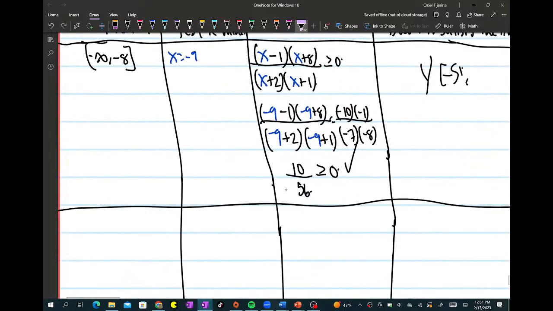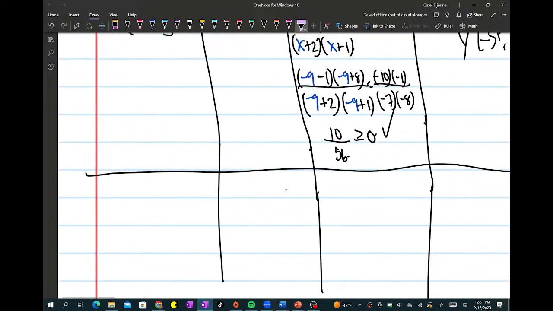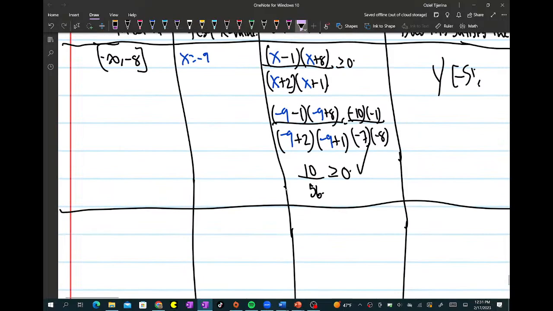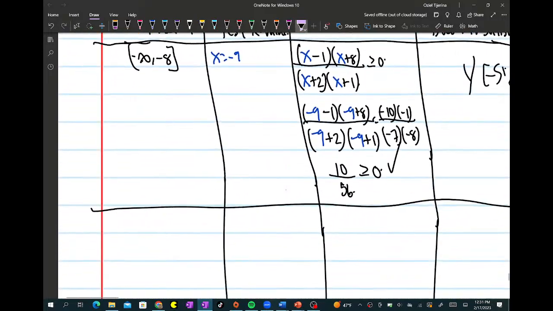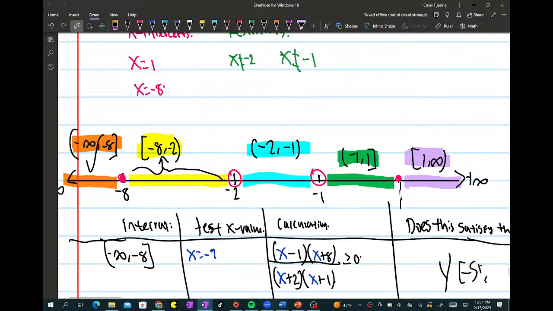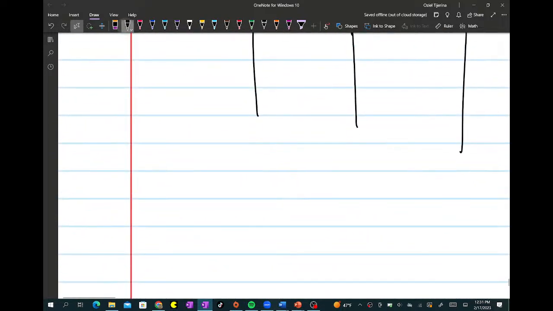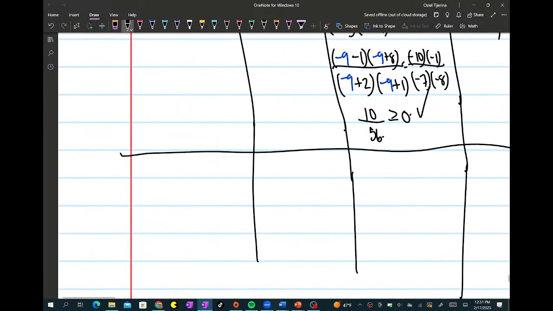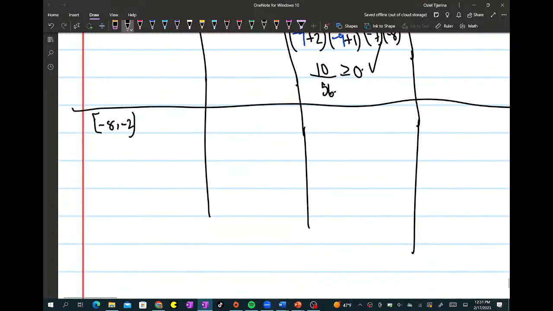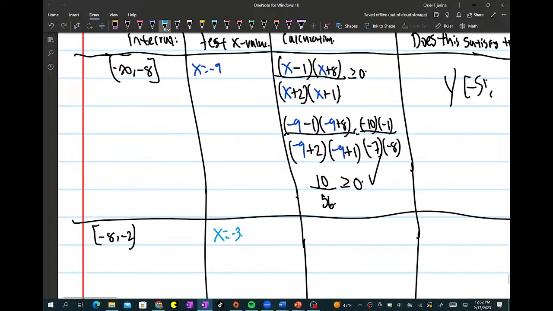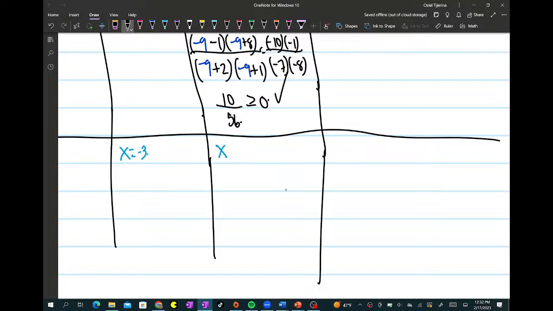Okay. So obviously we know that negative infinity to negative 8 works. And now we're going to do negative 8 to negative 2. So bracket negative 8 to negative 2, parentheses. And the test x value that we're going to pick, we can pick negative 3. Again, as long as it's between negative 8 and negative 2, you can pick x equals negative 3. So when we test it out, again, I'm going to just write my expression.